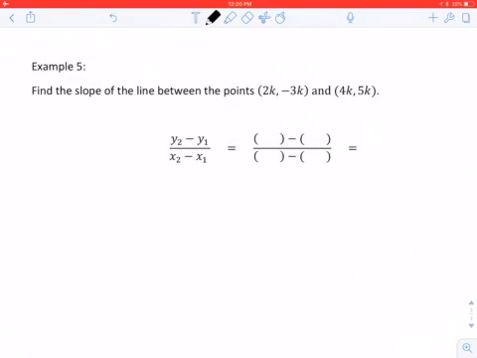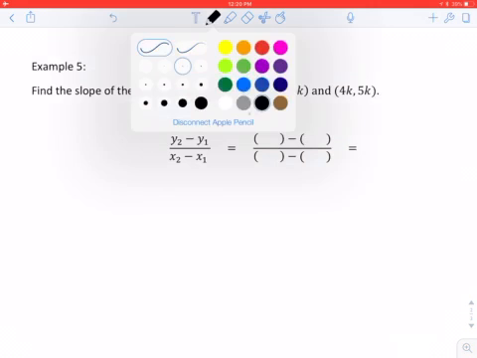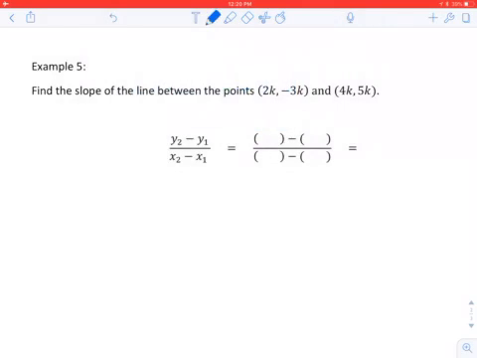All right, example number 5. This one, we just want to find the slope between these, but you'll see that we have variables this time, which is a little bit different, but you'll see in the end they end up kind of going away. So first thing, I'm still going to label them x1, y1, x2, y2. So y2 is 5k, y1 is -3k, x2 is 4k, and x1 is 2k.